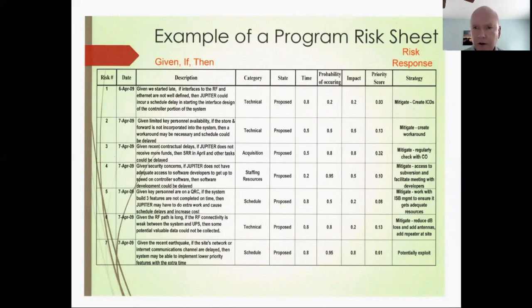And every one of those are mitigated except the last one. Look at the last one, it's actually an opportunity. And it says, given the recent earthquake, if the site's network or internet communications channel are delayed, then the system may be able to implement lower priority features with the extra time. So you could potentially exploit that. If that happens and it delays things, and you can get other work done while it's being worked on, that's a good thing, right? You can take advantage of that. So that's an example of something that you would want to exploit.